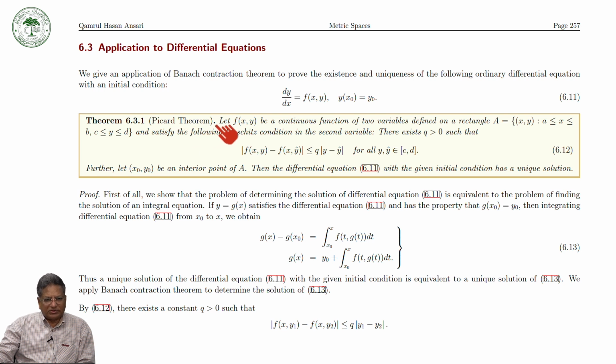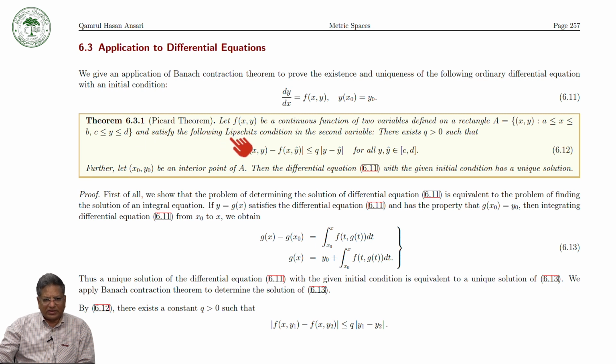So the Picard theorem is this: let f, a function of two variables, be a continuous function defined on the rectangle A, which is the set of (x, y) such that x lies between a and b and y lies between c and d. Here a, b, c, d are any real numbers.